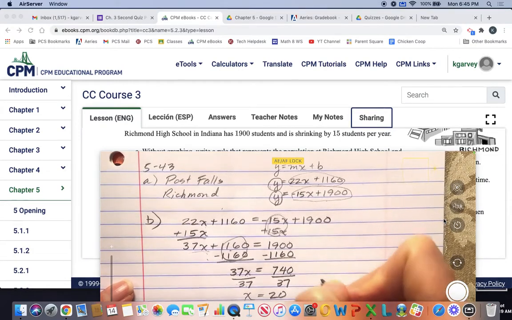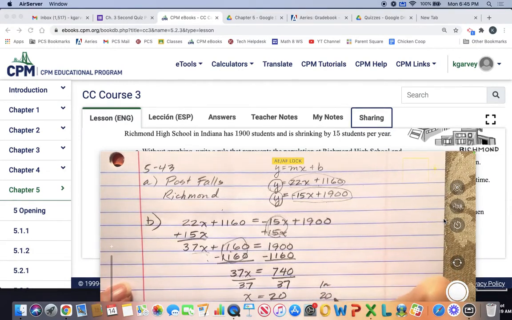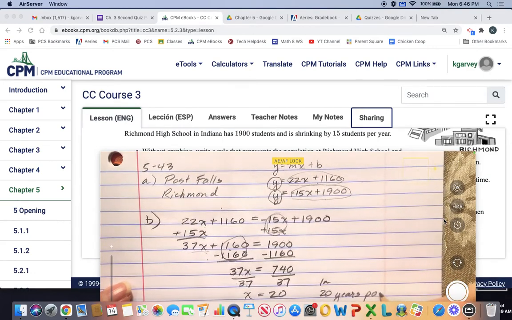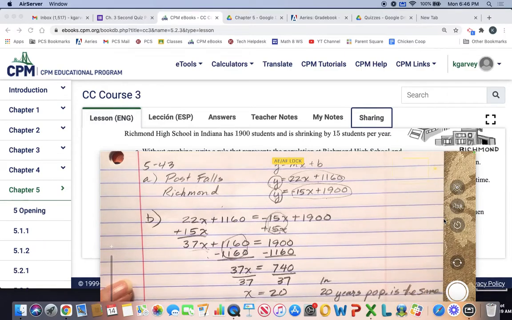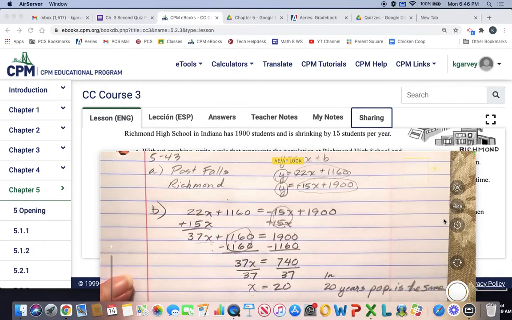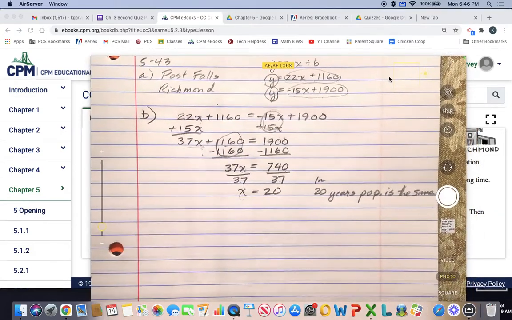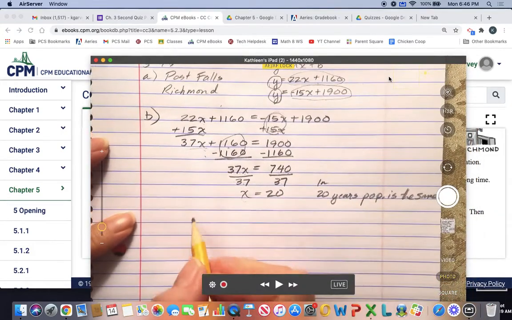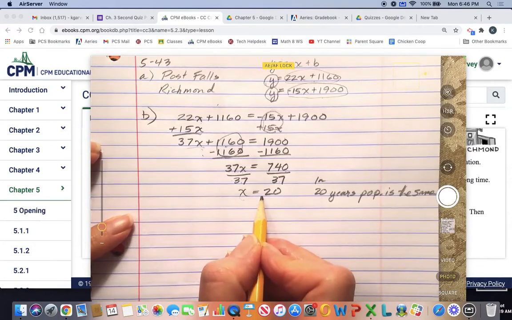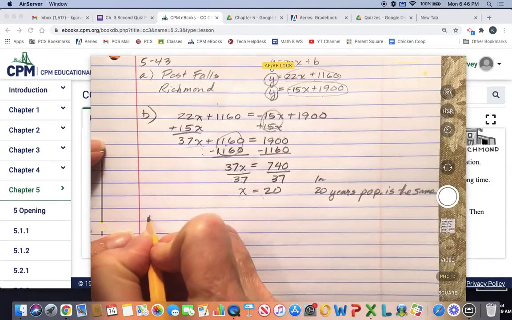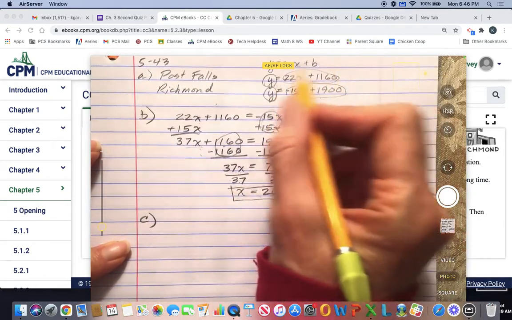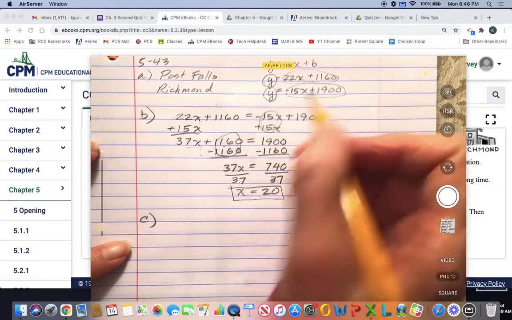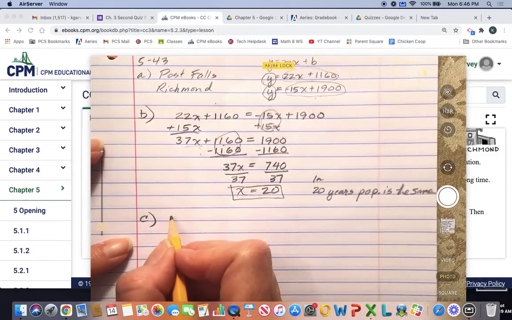So in 20 years, the population is the same. All right, but what we want to do is find what the population is going to be in 20 years. And so the way we'll do that is to take this value for x and plug it back into one of our original equations up here, and that should tell us what the population will be.